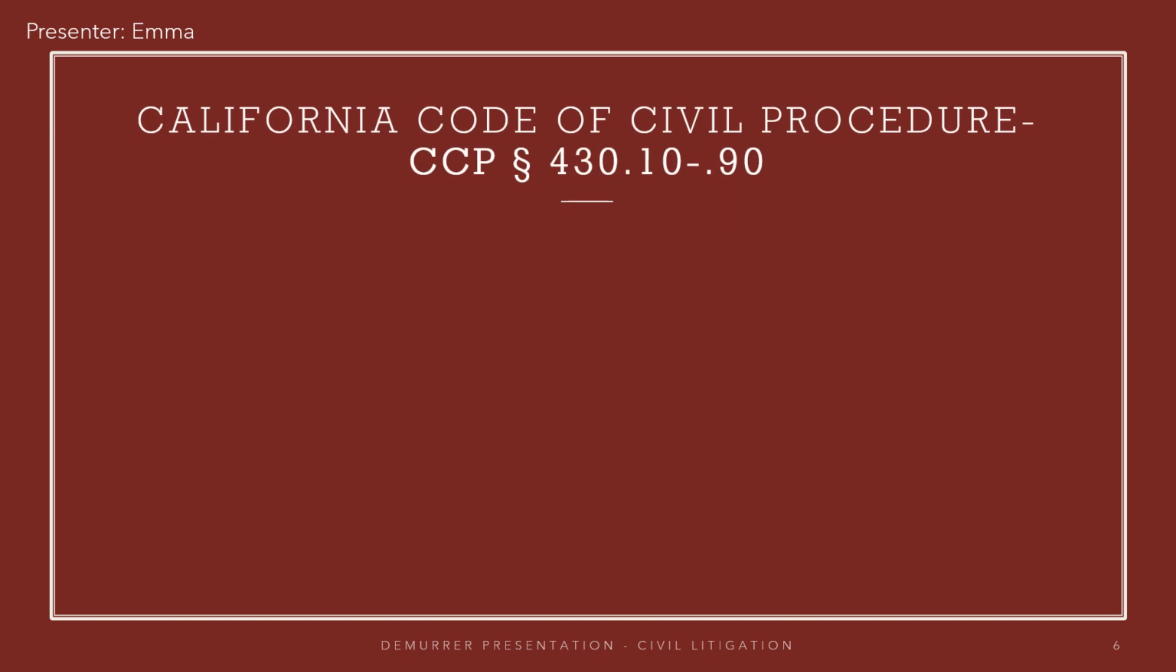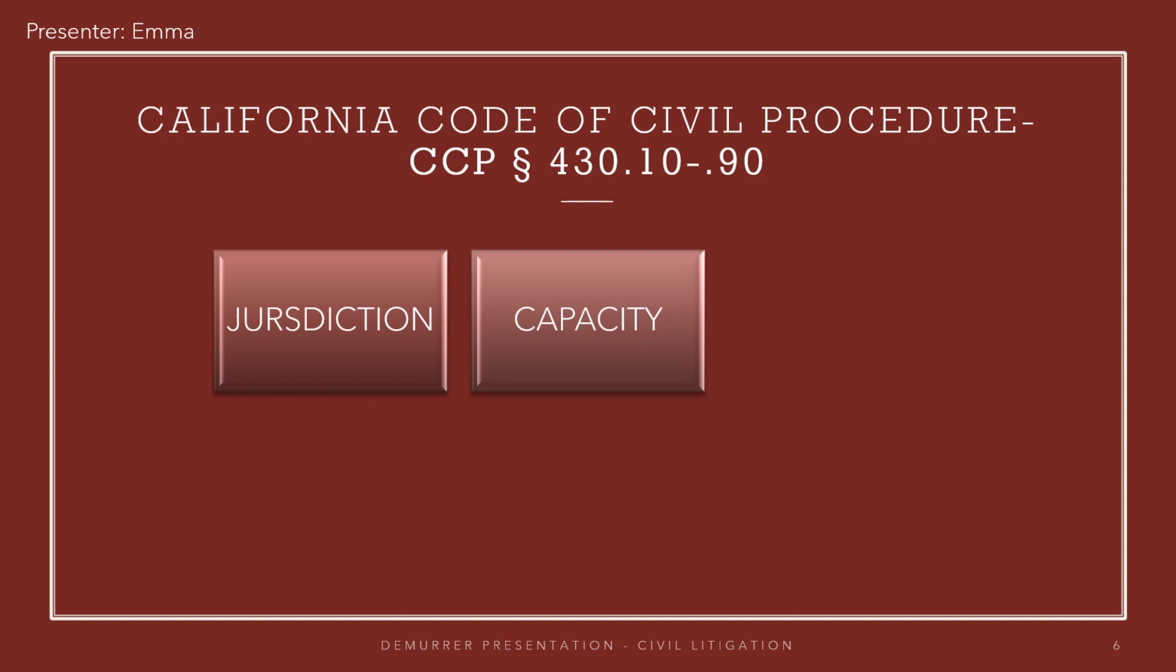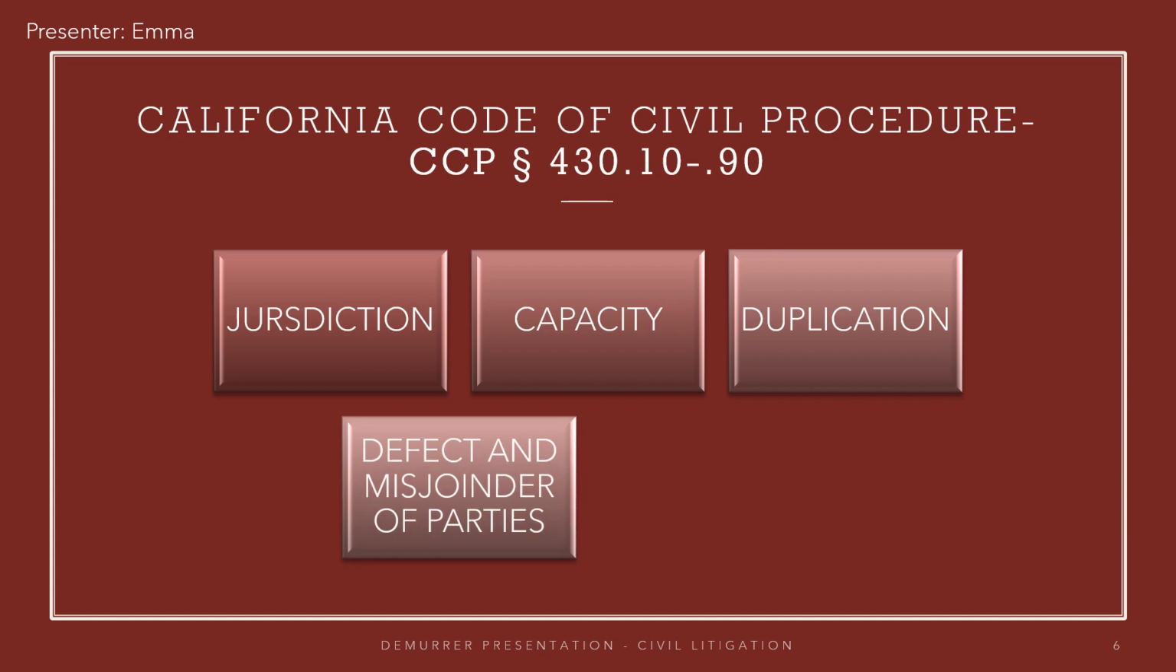California Code of Civil Procedure, Section 430.10 through .90. The following sections of the California Code of Civil Procedure explain the grounds, timing, and procedure for demurrers. In Section 430.10, the grounds for filing a demurrer are defined as: the court has no subject matter jurisdiction, the plaintiff does not have the legal capacity to sue, there is another action pending between the same parties on the same causes of action, and or there is a defect or misjoinder of parties.